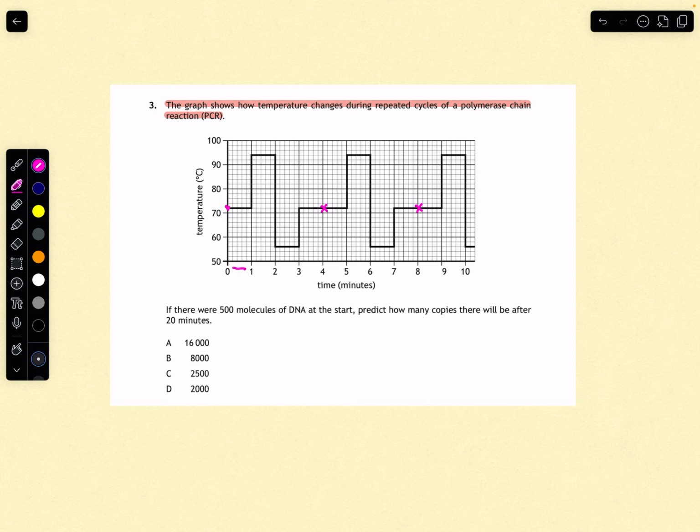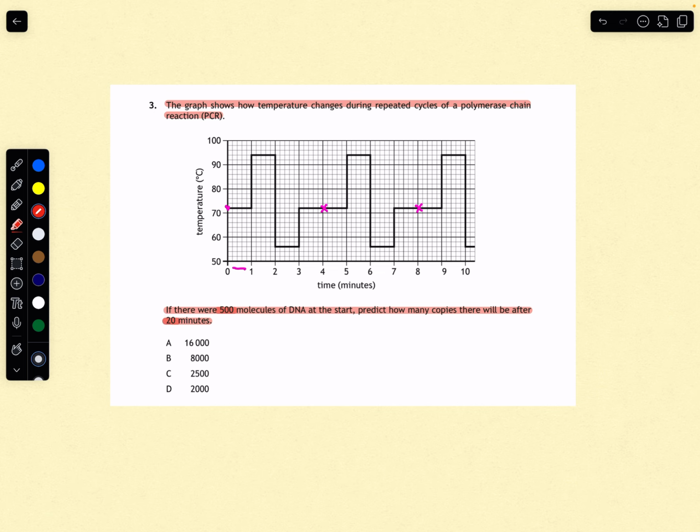So I'm just going to quickly highlight the question. Here we go. If there were 500 molecules of DNA at the start, predict how many copies there will be after 20 minutes. Okay, so I'm going to double highlight the key information. We've got 500 molecules of DNA at the start, and then we're going to allow the process to take 20 minutes.